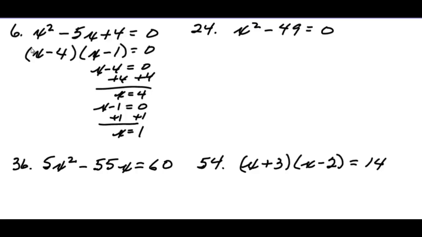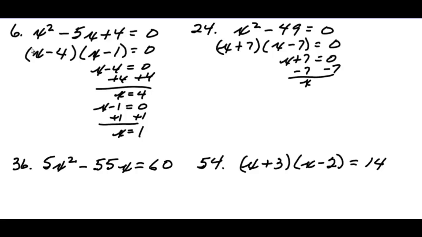Going on to number 24, what we have is a special case there, and we know that that's x plus 7 times x minus 7 equals 0. Now we set each of those binomials equal to 0, so x plus 7 equals 0. Subtracting 7 from both sides, we'll get x equals negative 7. And when we take the other binomial, x minus 7 equals 0, add 7 to both sides, we will get x equals 7.